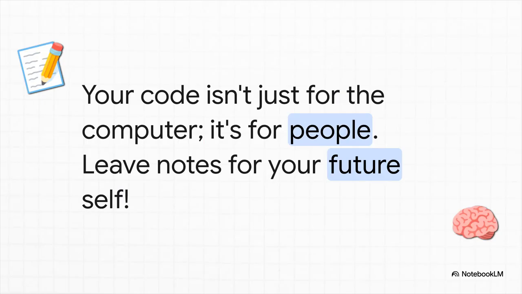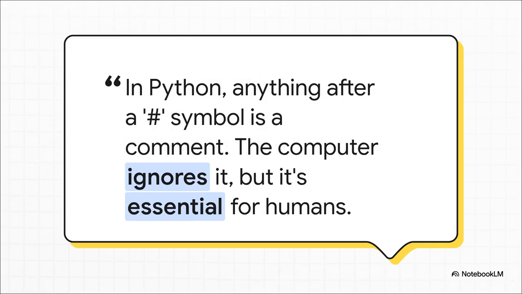All right, before we even type a single command, let's talk about one of the most important rules in all of programming. And it's this. Your code isn't just for the computer, it's for other humans. And you know who the most important human is? It's you, 6 months from now, when you look back at your code and have absolutely no idea what you were thinking. This is where comments save the day. In Python, it's super easy.